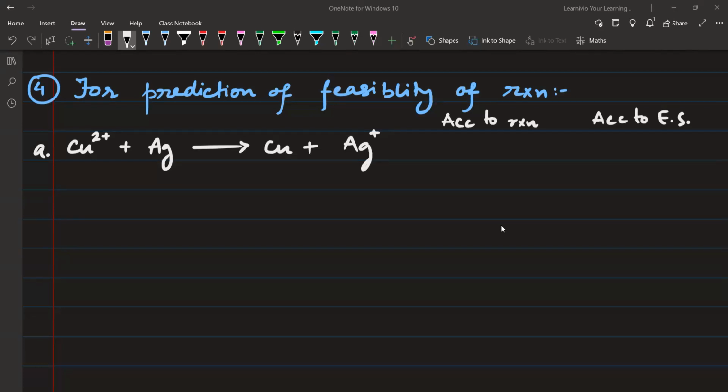What is the meaning of according to reaction and according to electrochemical series? ध्यान सुनिए ऋषिता. What is happening with copper? It is getting reduced, from +2 to 0. What about Ag? Ag is getting oxidized. That means copper has higher reduction potential than Ag. According to the reaction, Cu2+ will reduce in the presence of Ag. But Ag+ will not get reduced. The reverse reaction is not happening.